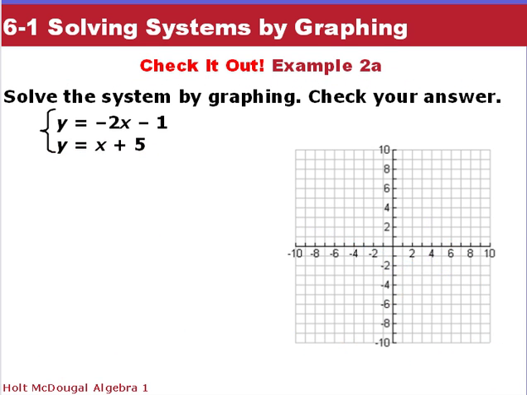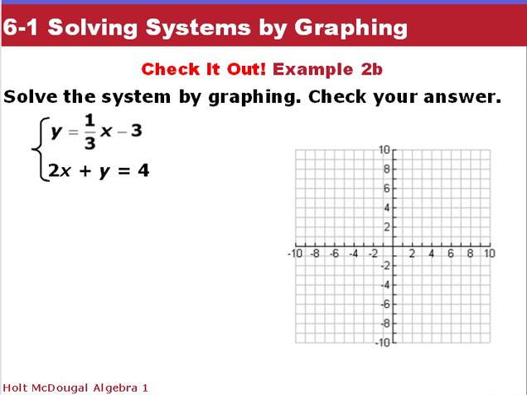So now you have two check-it-outs to do. Here's your first one and your second one. Again, this one has fractions. Remember, it's a slope, so rise over run, go up 1 over 3.